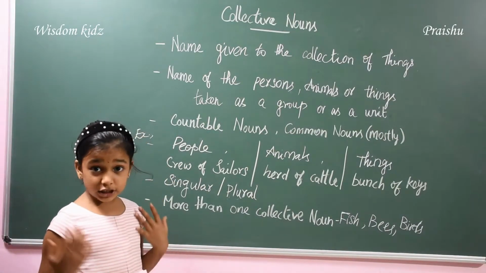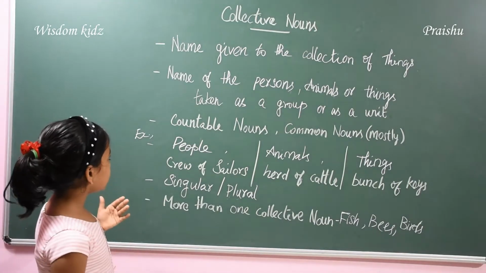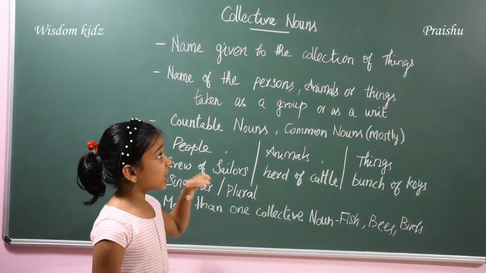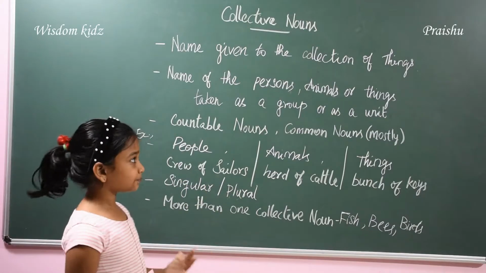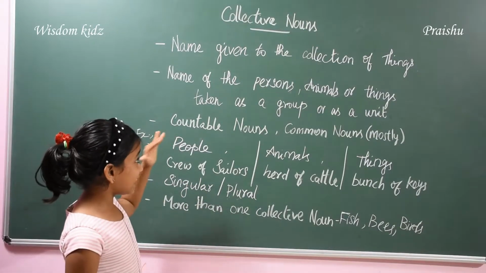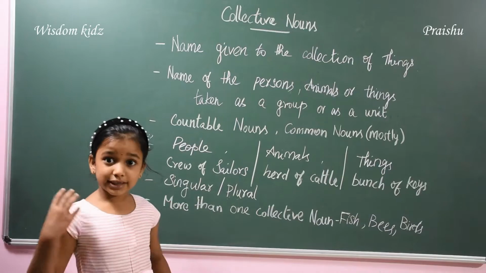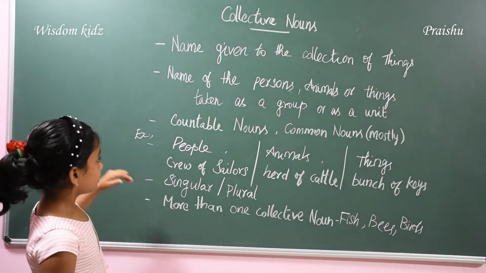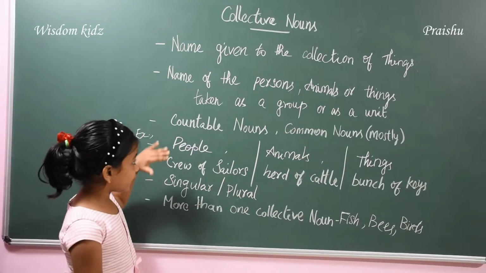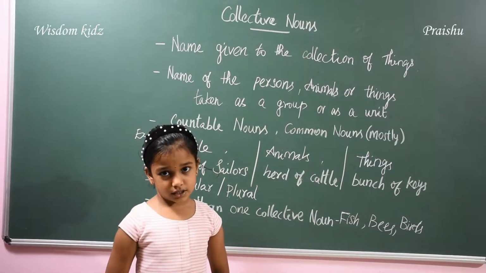given to the collection of things. Collective nouns are names of the persons, animals or things which are taken as a group or as a unit. Collective nouns are mostly countable nouns or common nouns.